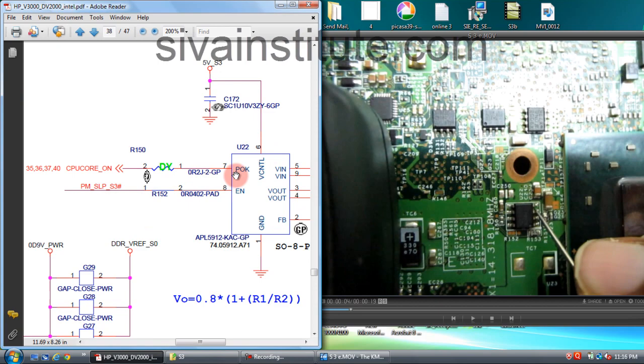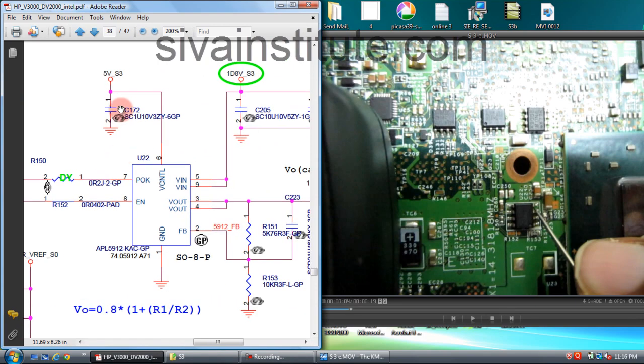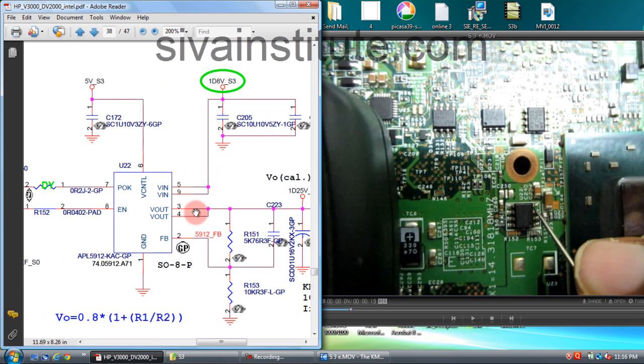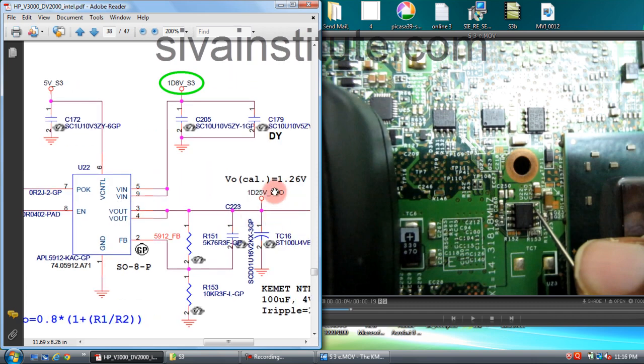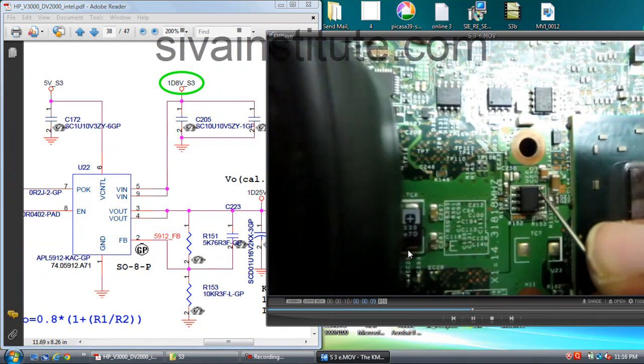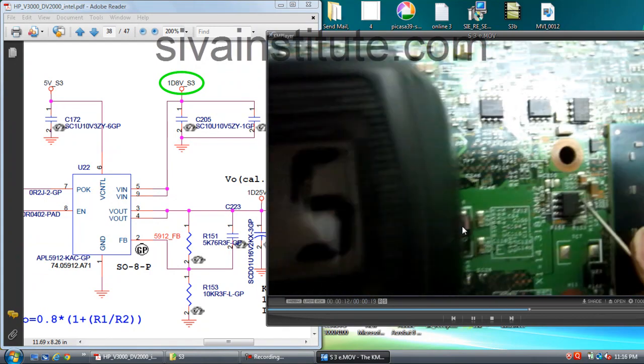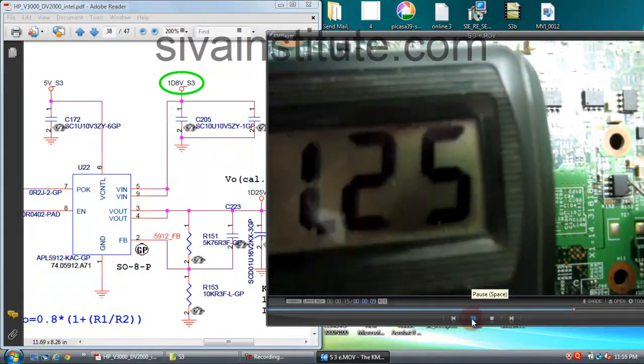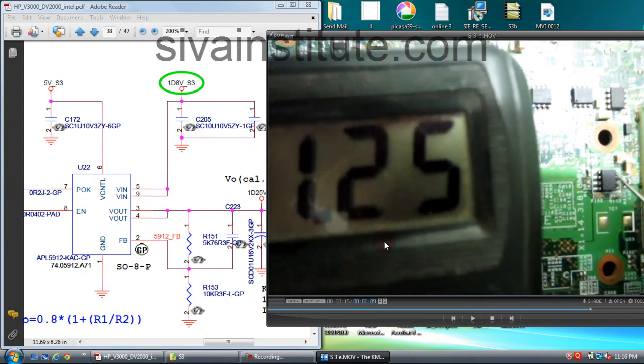This is U22. When you give voltage to this pin, enable 3.3 volts and 5 volts and 1.8 volts. After this, voltage comes out from pin number 3 and 4. This is pin number 1, 2, 3, 4. We will check at this point. This is 1.25 volts regulator. We will see here 1.25 volts. See here, pin number 3 and 4, 1.25 volts is okay. So this regulator is okay.